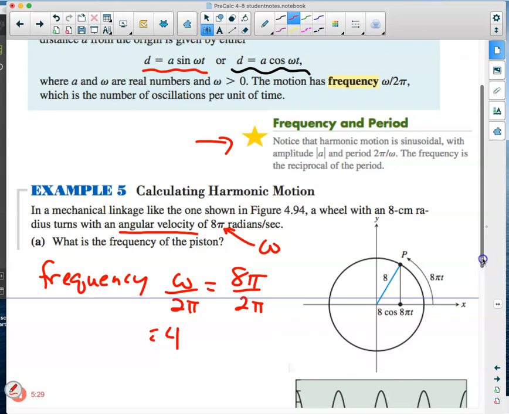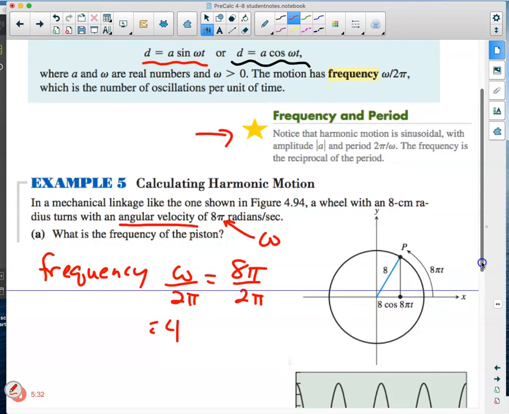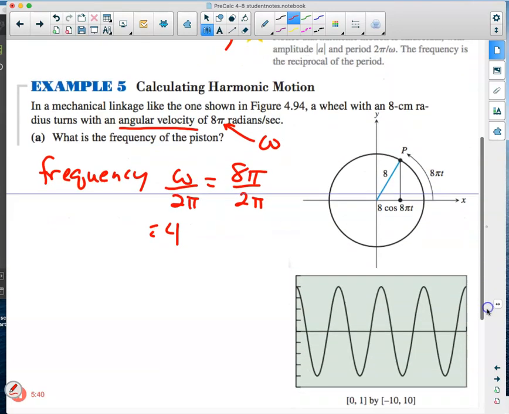So what is the frequency telling us? If we go back up, we see it's the number of oscillations per unit of time. So this 4 is telling us that this is going 4 cycles per second. And we can find that unit of time right here with radians per second. So 4 cycles per second.